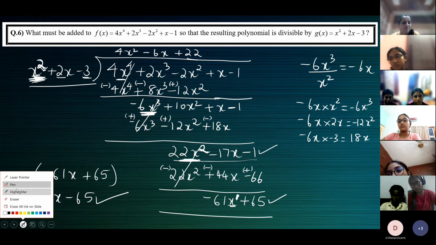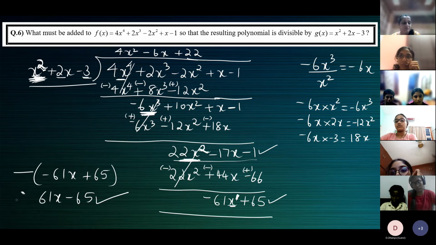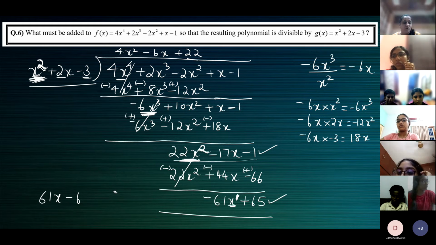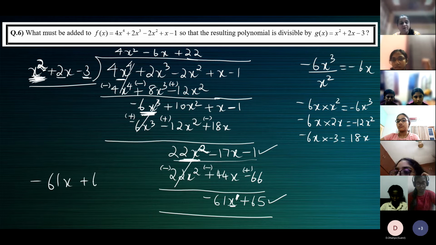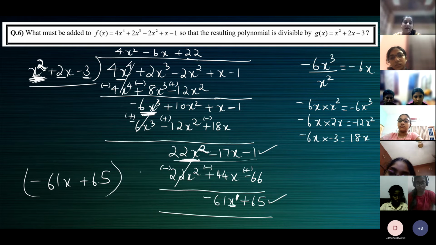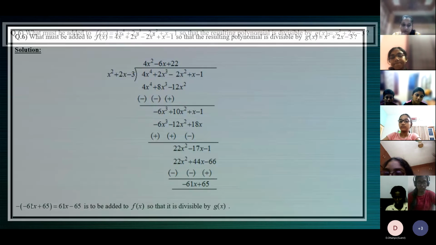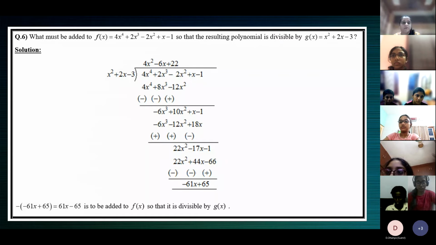If the question is what should be subtracted? Minus 61x plus 65 is to be subtracted. Whatever is the remainder should be subtracted. What is to be added? The negative of the remainder, that is, 61x minus 65 is to be added. So you can see it here.